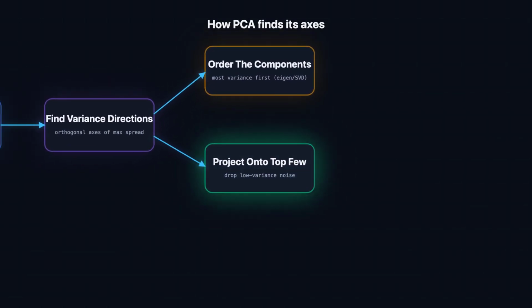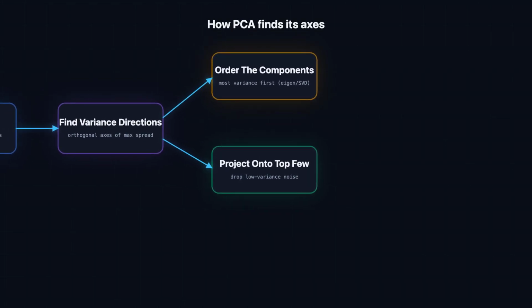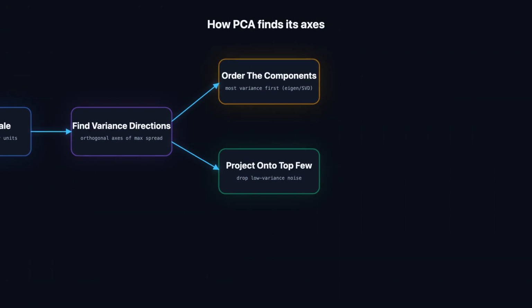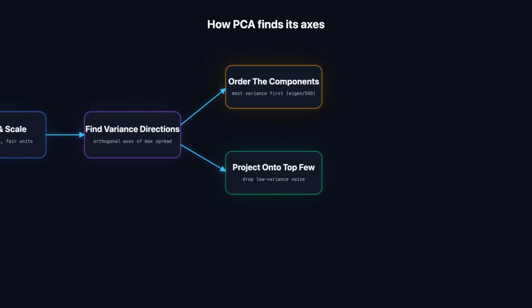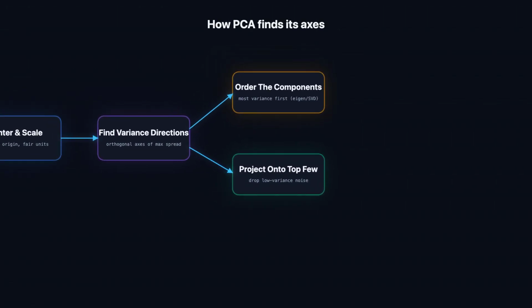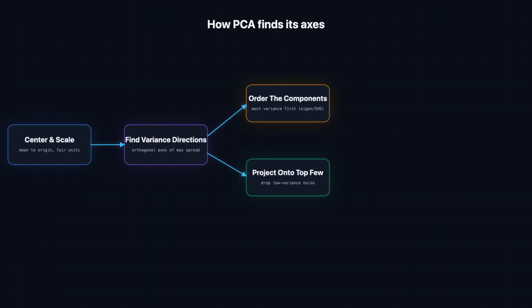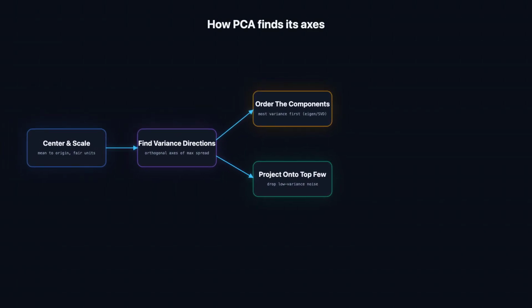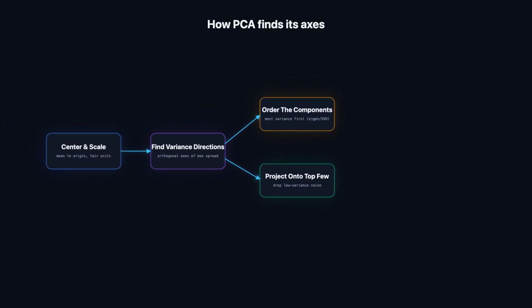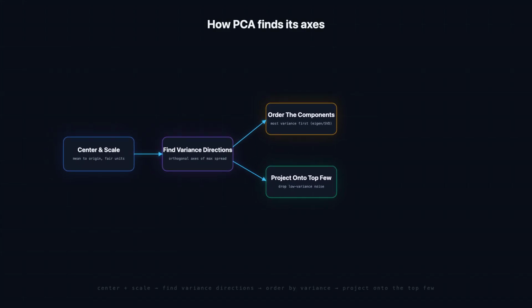You keep only the top few components and project your data onto them, quietly dropping all the low variance directions that are usually just noise anyway. Same underlying data, but now in far fewer dimensions, and with almost none of the real information lost along the way.